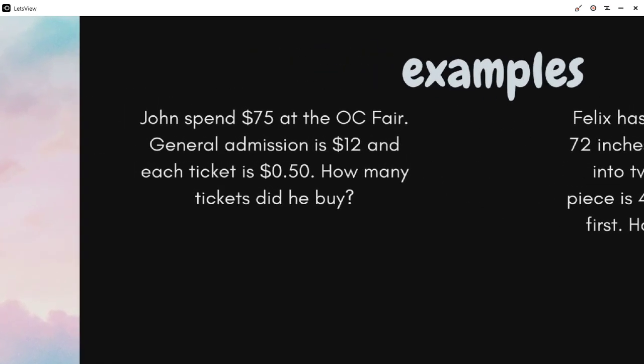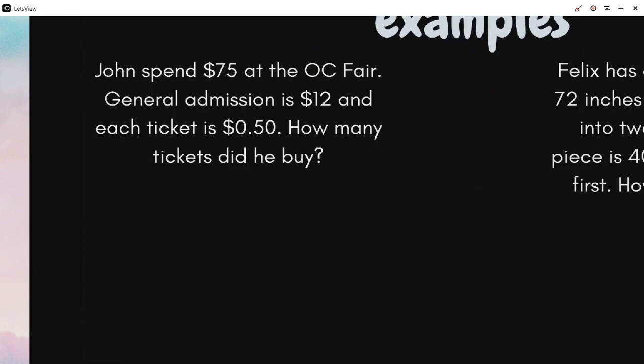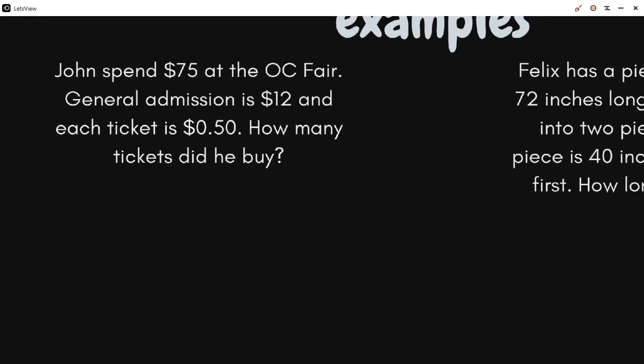The first one, John spends $75 at the OC Fair. General admission is $12 and each ticket is 50 cents. Maybe this is after Corona and that's why it's so cheap. Okay, how many tickets did he buy?